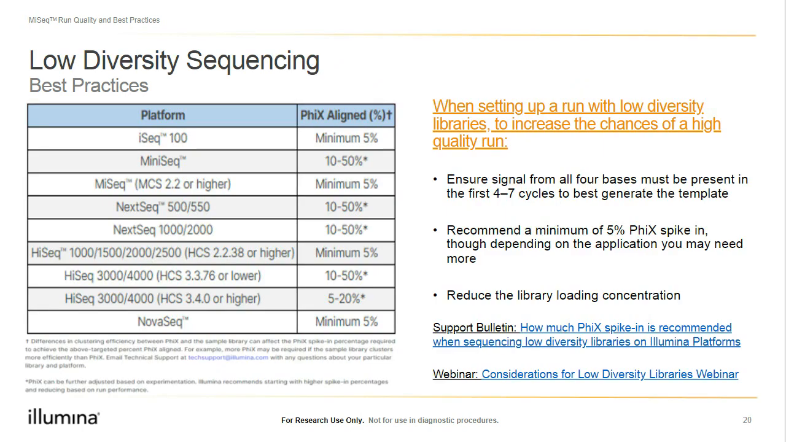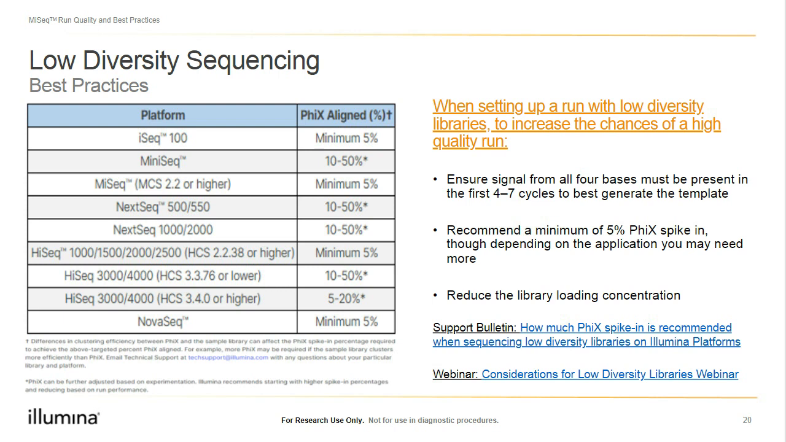I just briefly wanted to touch upon some best practices to increase the chances of success and quality for lower diversity runs. Ideally, we should try to ensure signal from all four bases is present in the first 4 to 7 cycles to best generate the template. Without this, the instrument may have trouble with cluster registration, as well as background subtraction.